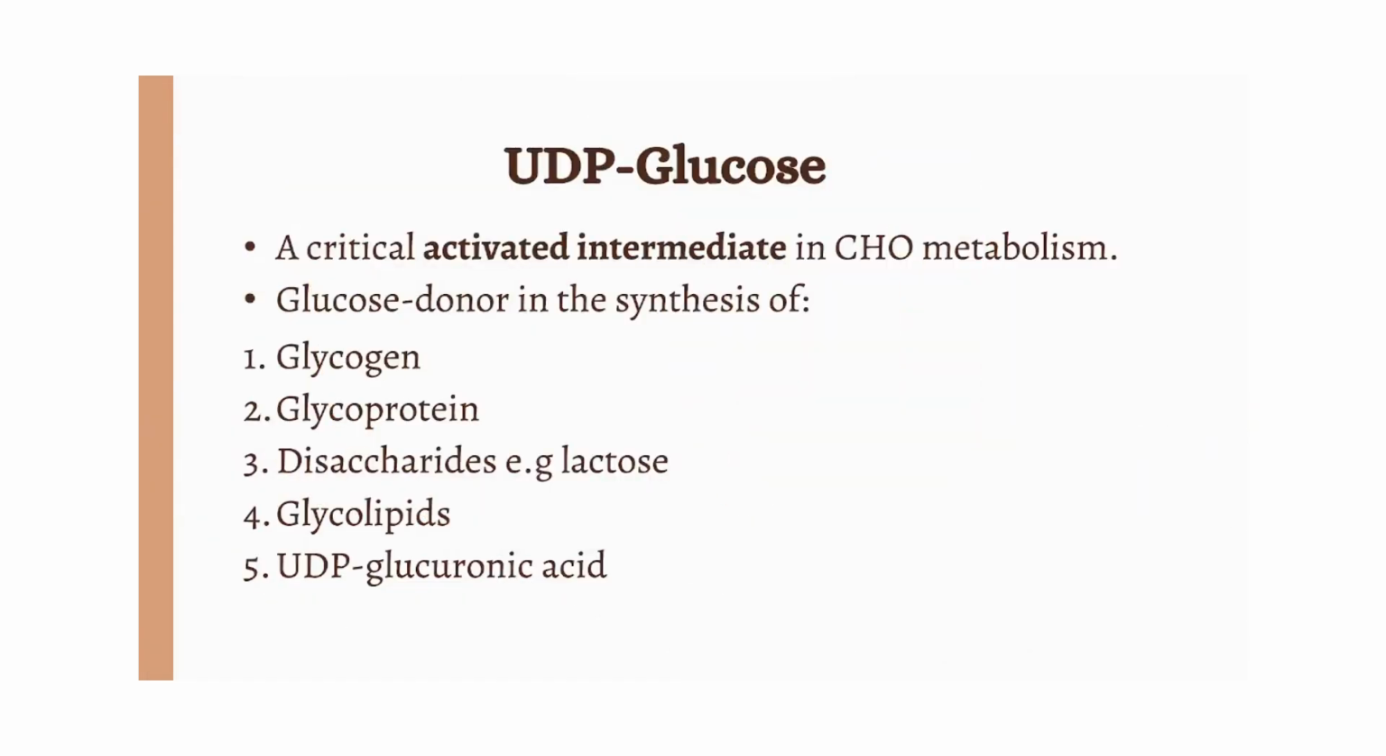UDP glucose is a critical activated intermediate in carbohydrate metabolism in general, and particularly in the synthesis of glycogen, as we will see today, in the glucuronic acid pathway, and in synthesis of lactose, as we have seen in the last lecture, as well as in the synthesis of complex molecules such as glycoproteins and glycolipids.